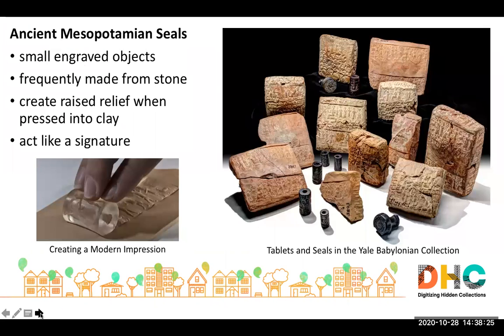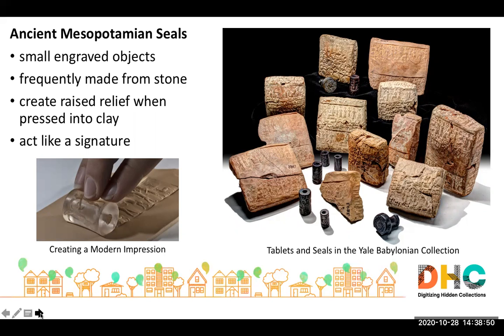Today, I would like to speak about the challenges of photographing and documenting one particular type of object, ancient Mesopotamian seals. Ancient Mesopotamian seals are small engraved objects, frequently made from stone. Pressed into clay, the engraved sides of the seal create a raised relief impression that could act like a signature on various documents in antiquity.